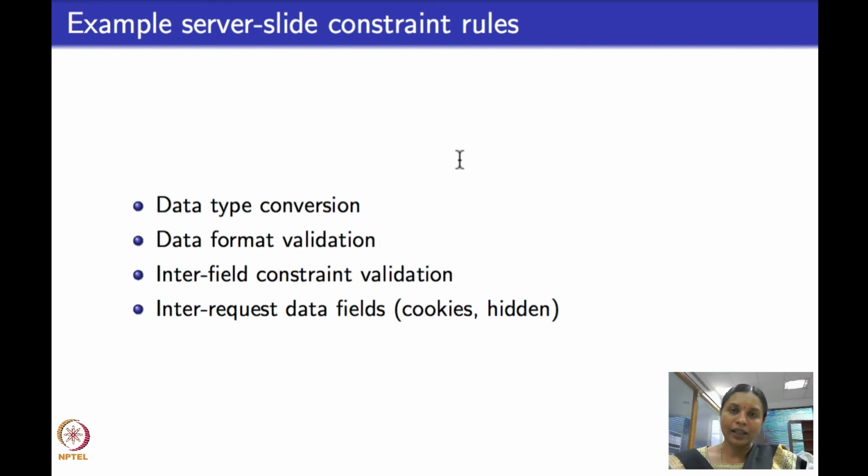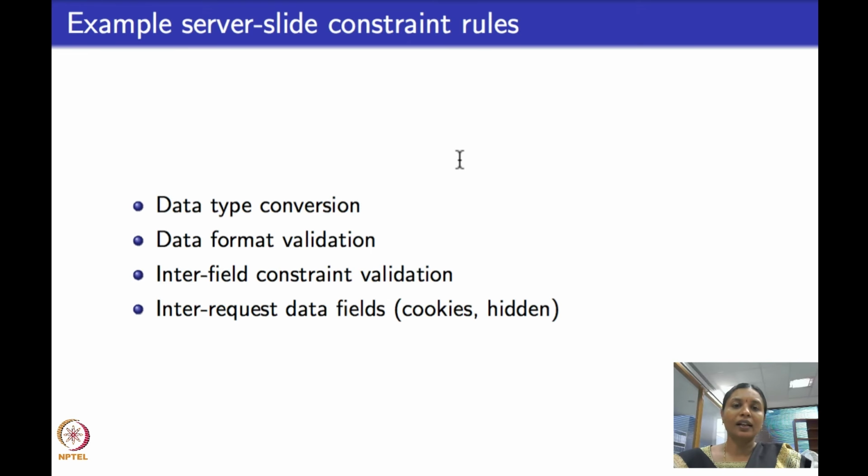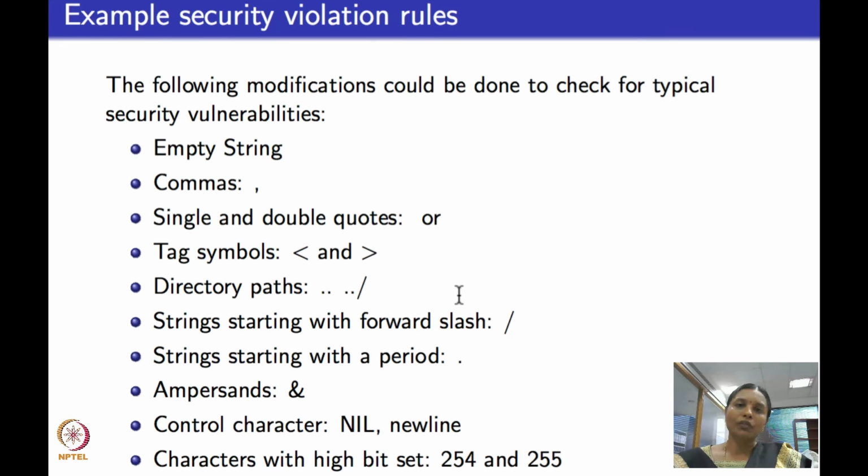On the server side, which I told you is typically not recommended, we can do bypass testing by doing data type conversion. We can change the data format of the data and see how the server reacts to it. We can change inter-field constraint validation. For example, you can say that if it's a Visa card, then it should be of this pattern. But you can give a MasterCard with the Visa pattern and see how the server reacts to it, and so on. These are the various kinds of rules that can be checked with bypass testing.